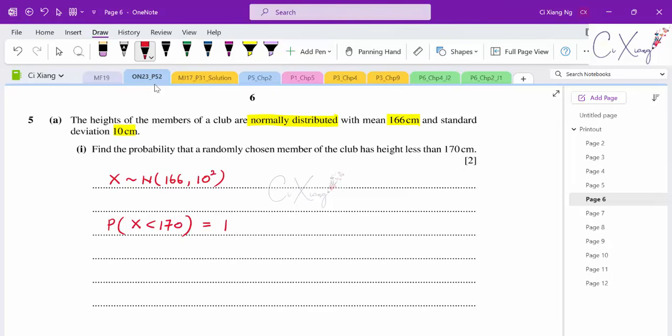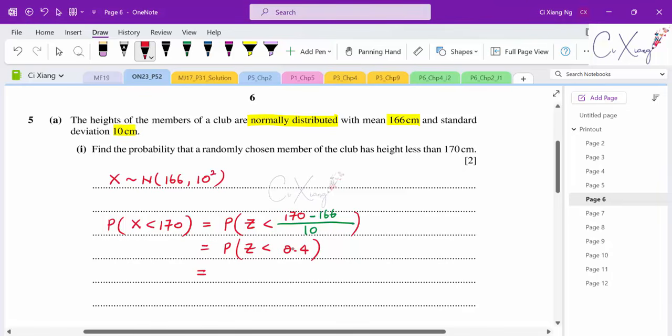Since this is a normal distribution question, to find the probability you change x to z. How to change x to z? Don't forget, you have to write out the step for standardization: minus the mean, divided by the standard deviation, before you can get the probability. So what's the value of z that you get? For this question it is quite straightforward. It is 0.4. So we can directly find the probability of z smaller than 0.4 from the normal distribution table.